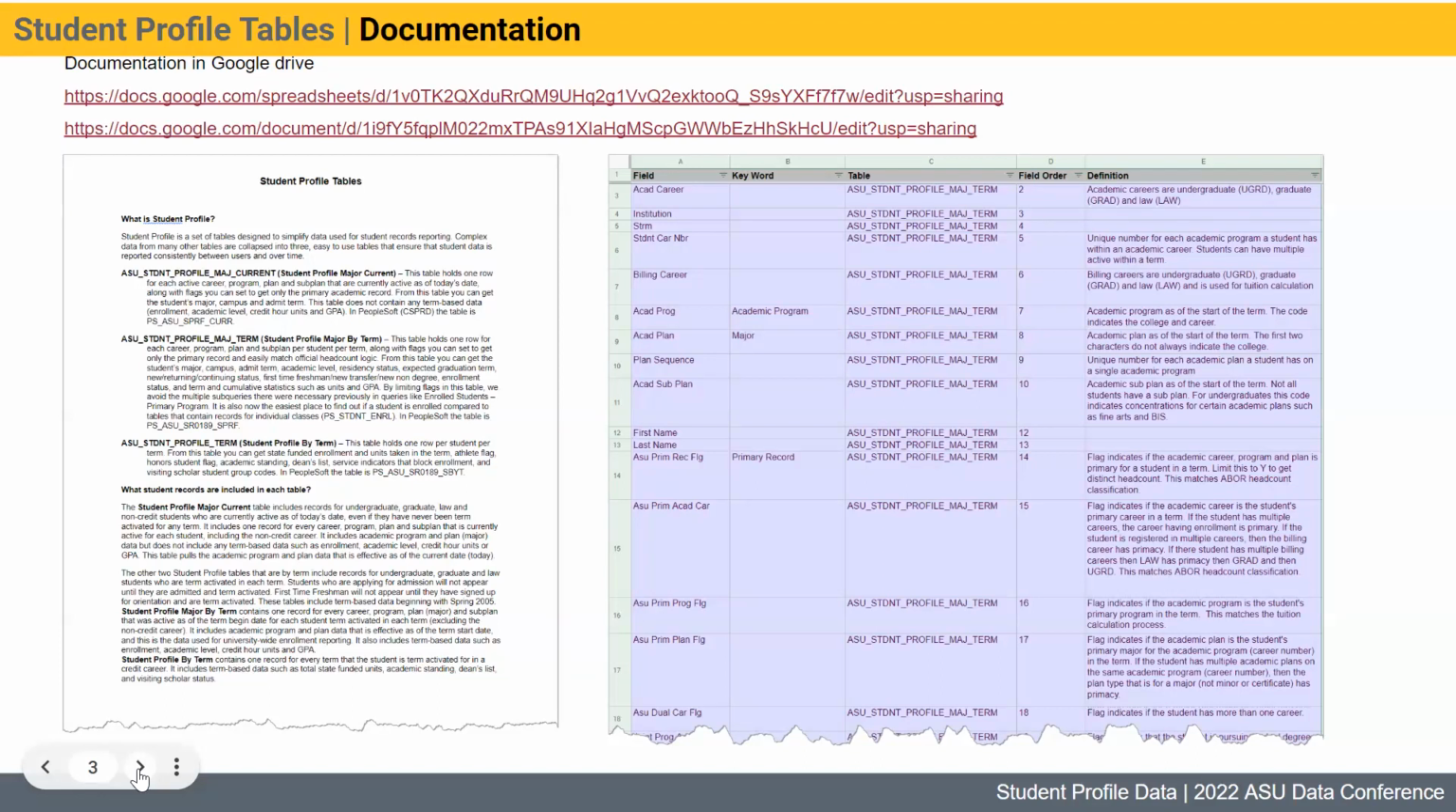Or most days, you should be able to just search for the words student profile, and you'll find this white paper on the left, which is just a description of what the tables are, the timing of how often they're updated and when each field is updated. It gives the names that you can search for in either ODS or Redshift. And then the snapshot on the right is the documentation of the logic for each of the fields. And again, that's just a Google Sheet that you can use.